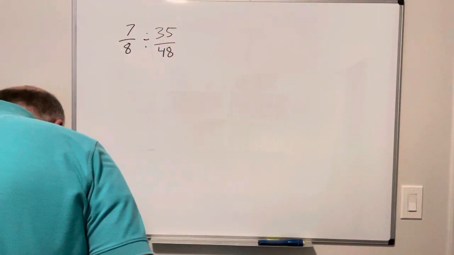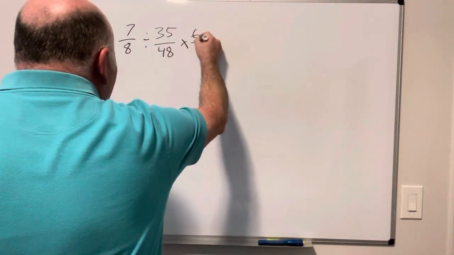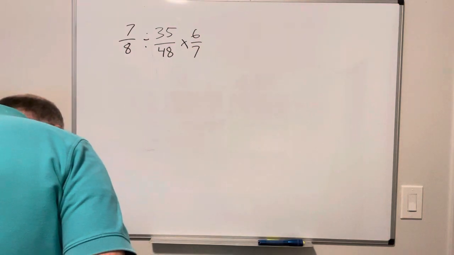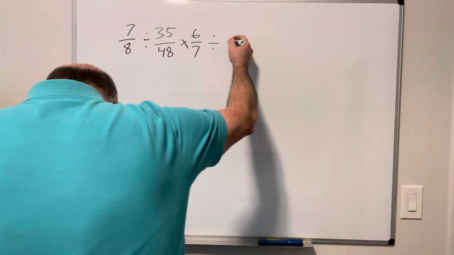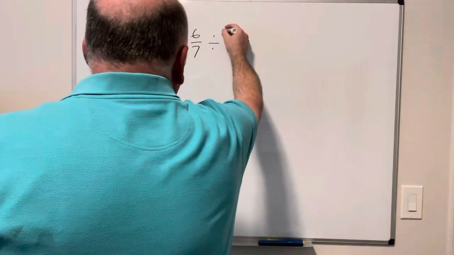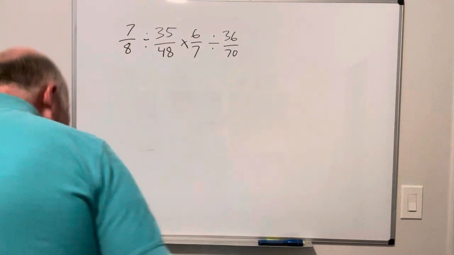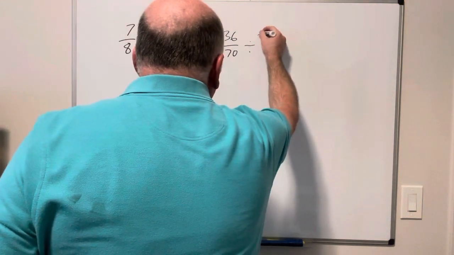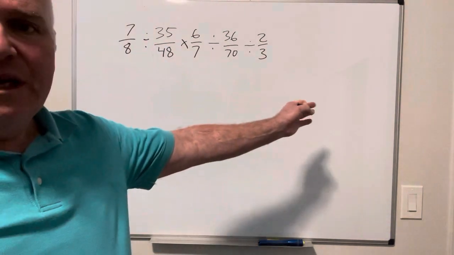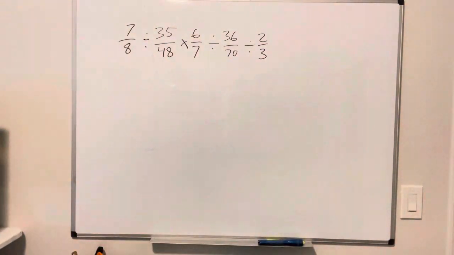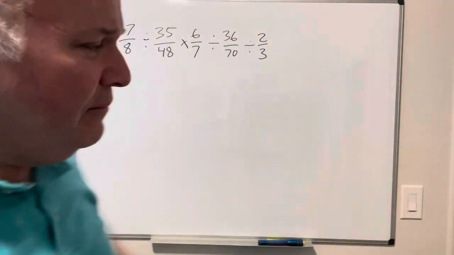Don't mind my dog. We multiply that by 6 over 7. And then we divide by 36 over 70. And then we divide by 2/3, right? 2 over 3. There's all division and multiplication, every bit of it, 100%, okay? So we just do left to right. That's all we're going to do, left to right, okay?